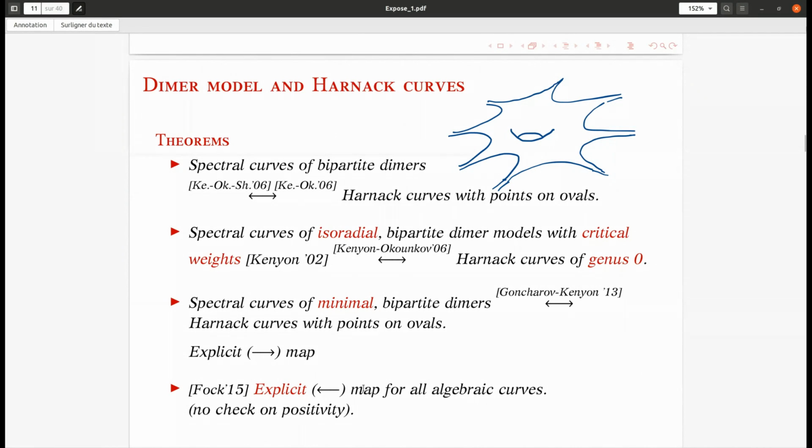But he does not restrict to Harnack curves, but to any algebraic curve. Okay, so to any algebraic curve, he assigns the spectral curve of a minimal bipartite dimer, but dimer should be put into quotes because there is no guarantee that the weights are going to be positive, so that it actually corresponds to a real dimer model. We call it dimers, but it's not dimers in the physics sense. It's a weighted graph, but the weights might be complex. But what is remarkable in this paper is that the map is explicit.